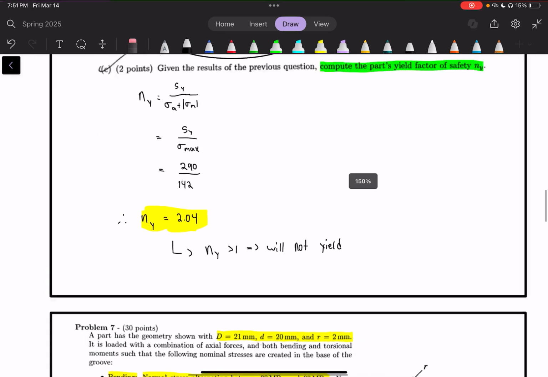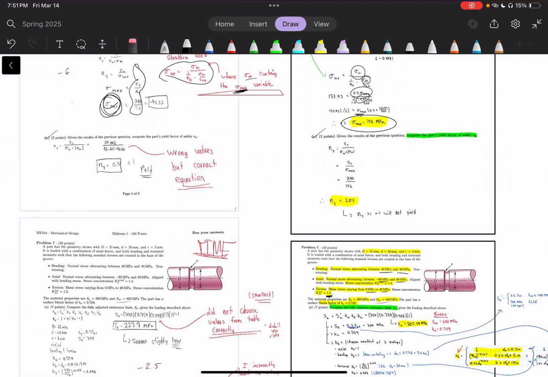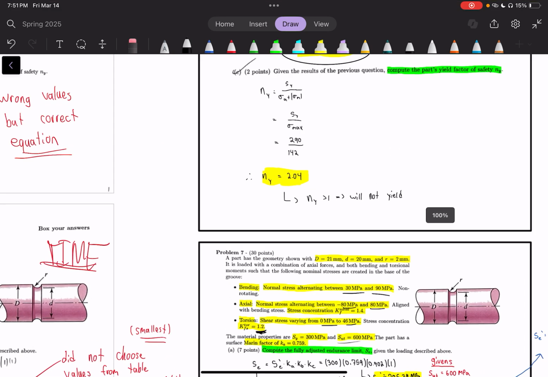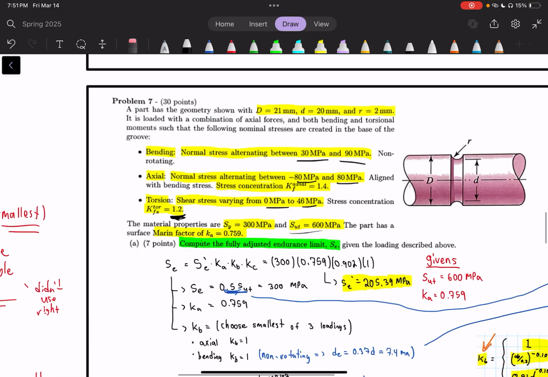Part C, I did get this one right, so we won't really do that, but that is exactly how you do that. And it did not fail, or yield, sorry, it did not yield because it's greater than 1.